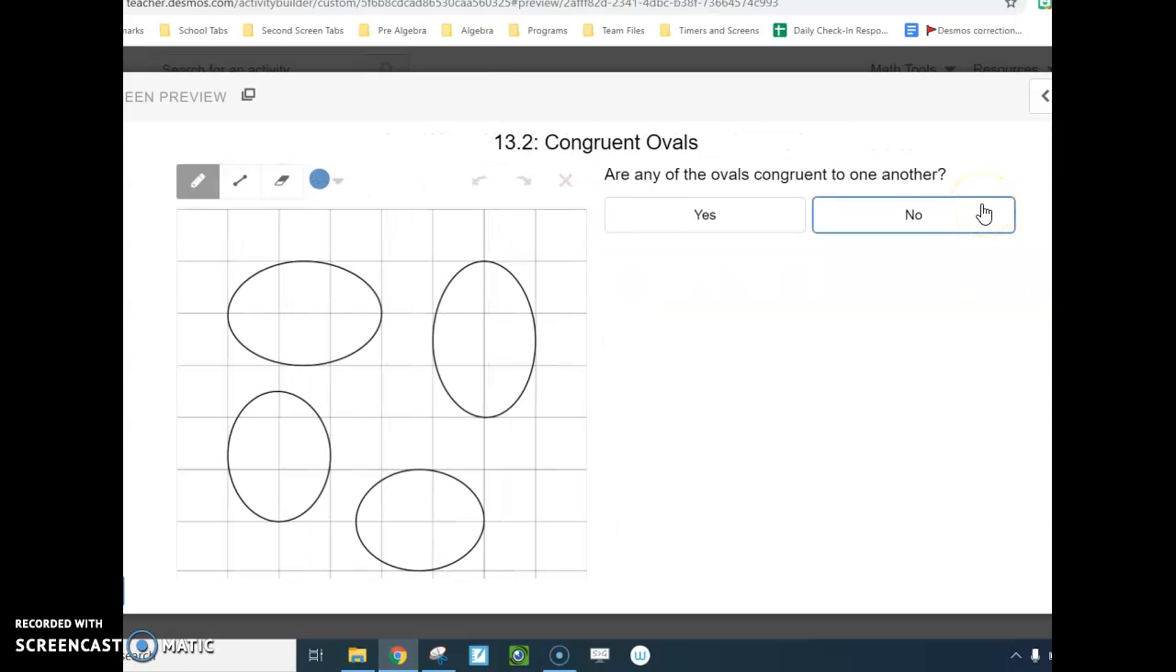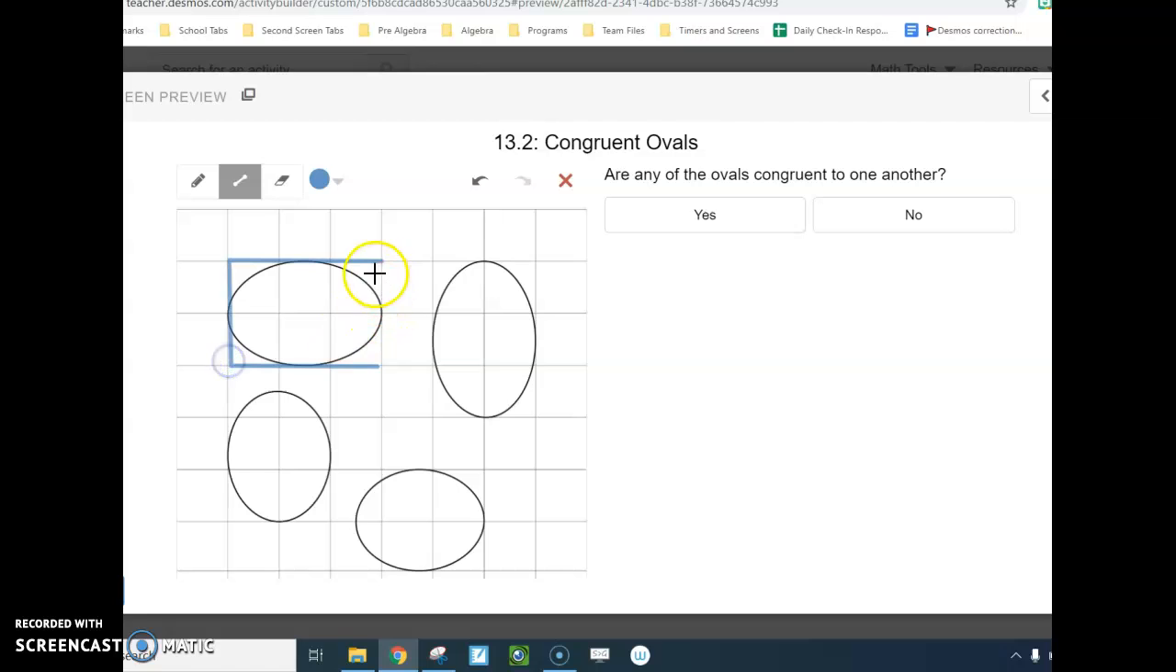Okay. On this screen, it's asking you if the ovals are congruent, meaning could you perform a rigid transformation that takes one oval to the other? So you're going to decide what happens there. You might want to use your line tools to kind of mark some things here. If you remember, we have to have the same features.